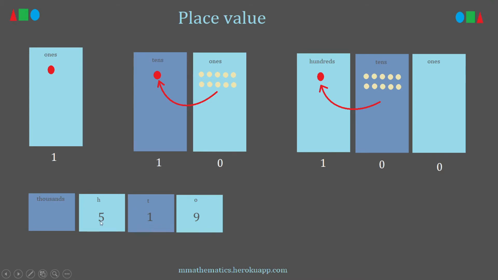Now we have the number 519. That's 519, because there's a 5 in the hundreds column, that's 500, 1 in the tens column, that's 10, and 9 in the ones column, that's 9, 0 in the thousands column.